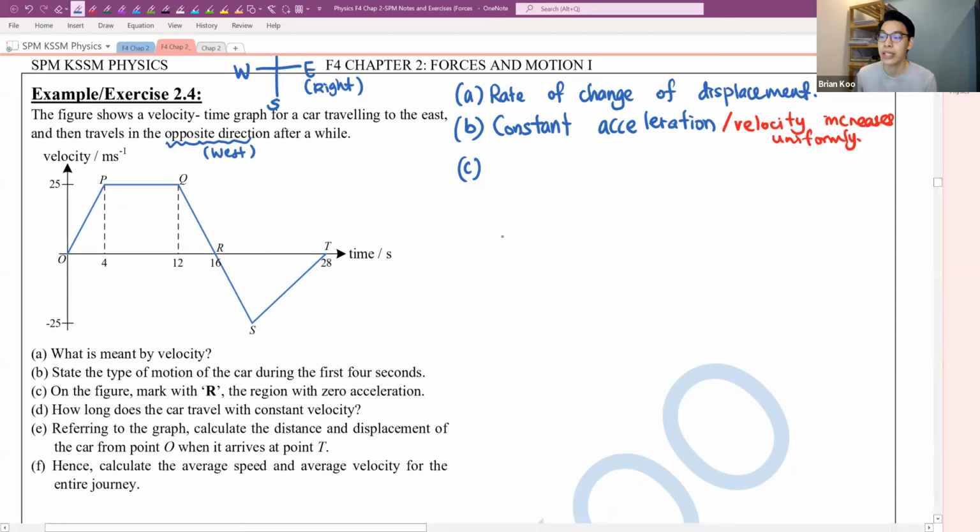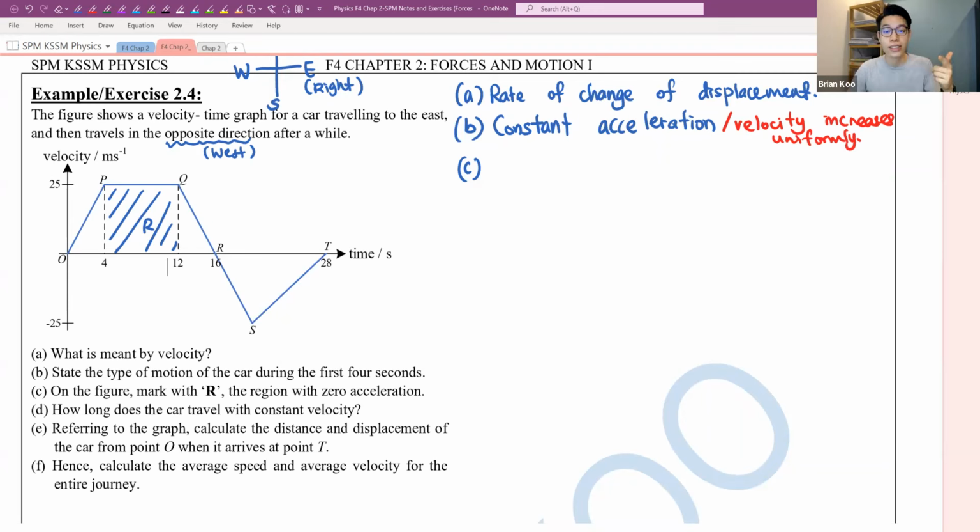Mark with R the region with 0 acceleration. 0 acceleration. That means this part, yes, 4 to 12. Okay, so I think you guys can take your pencil and then you just slightly shade this part and you call it R. So this is the region from 4 to 12 that you have 0 acceleration. The velocity is not increasing, not speeding up. Or you can find the line which has 0 gradient. Okay, so part C don't need to write.